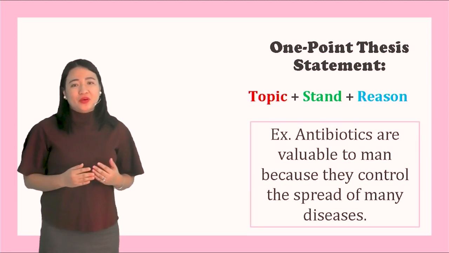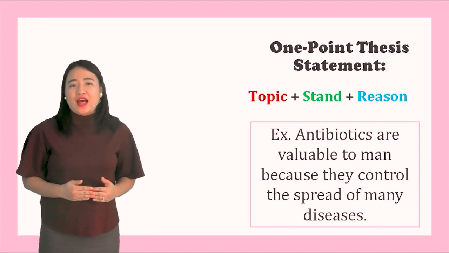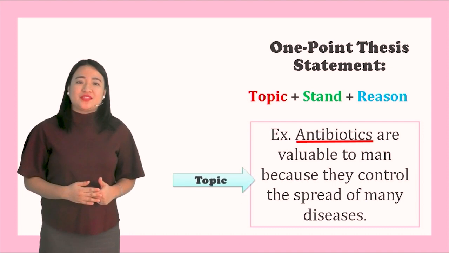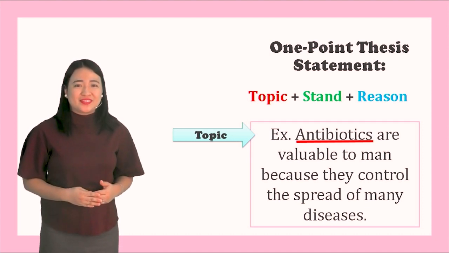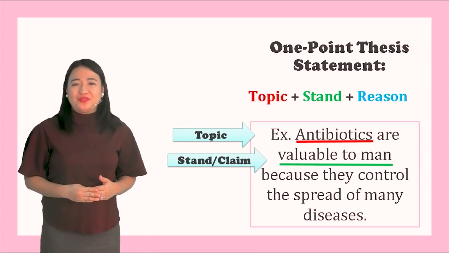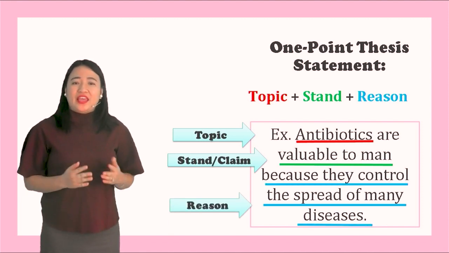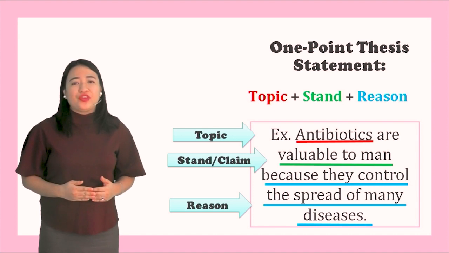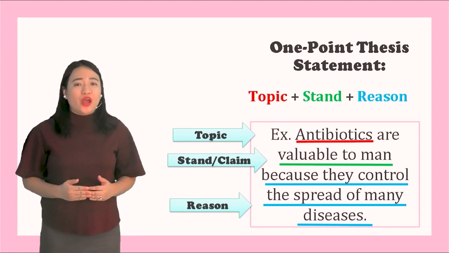Example: antibiotics are valuable to man because they control the spread of many diseases. Let us analyze the example. What is the topic of the sentence? Antibiotics. What is the opinion of the author about the use of antibiotics? It is valuable. What is his or her reason? Yes, they control the spread of many diseases. This example shows the structure of a one-point thesis statement. This is mostly used when you are writing a one-paragraph essay only.